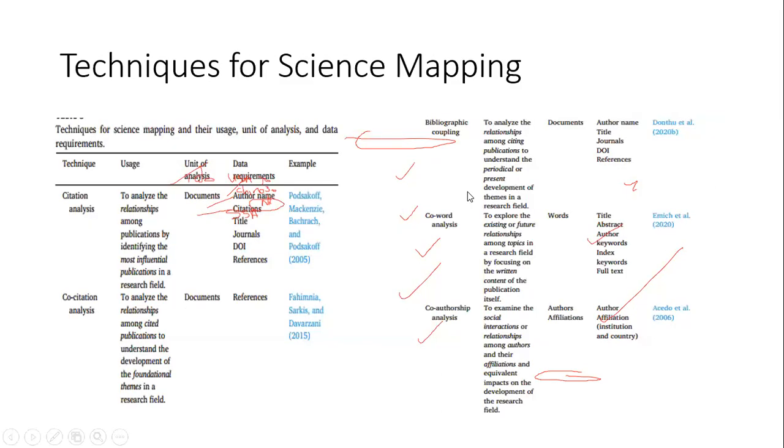So, techniques for science mapping. You need now to understand these techniques. We've talked about them, so this is just a summary. If you've got time, you just go and look at this summary.